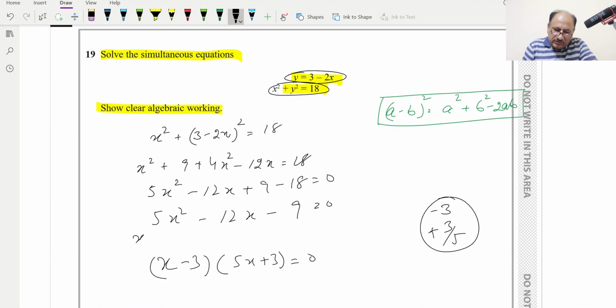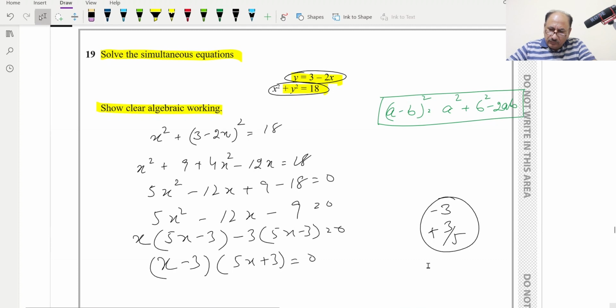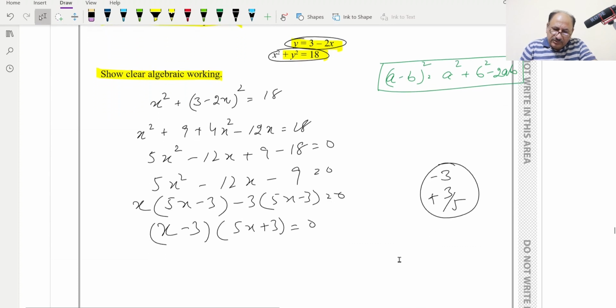So as an intermediate step, we can write x into 5x minus 3 and minus 3 into 5x minus 3 is equal to 0. Next we will double check: x into 5x will be 5x squared and then x into 3 will be 3x.